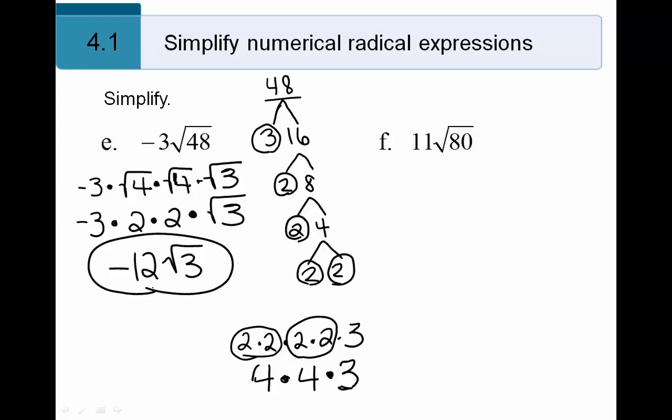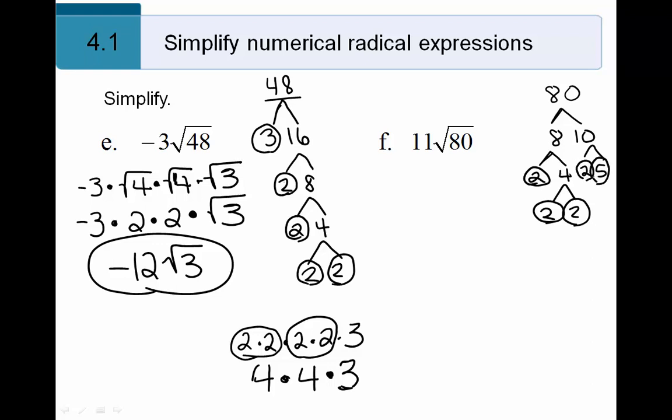All right, let's simplify 11 times the square root of 80. We'll do a factor tree for 80. I know that 8 times 10 is 80. I know that 2 times 4 is 8. 2 is prime. I know that 2 times 2 is 4. And I know that 2 times 5 is 10.